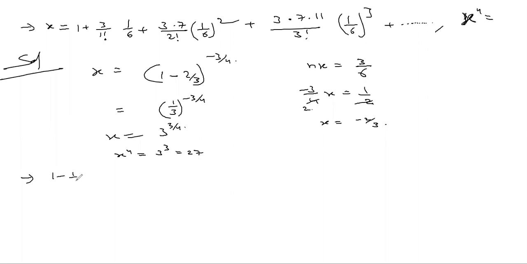1 minus 1 by 8 plus 1 into 3 by 8 into 16 minus 1 into 3 into 5 divided by 8 into 16 into 24 plus and so on. Listen carefully. Here what will be the index? It will be clearly negative 1 by 2.